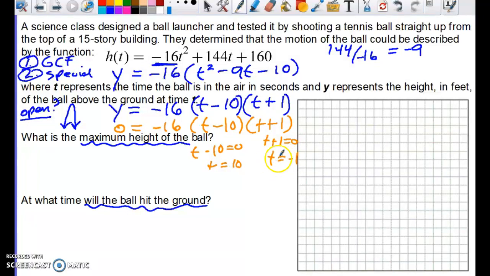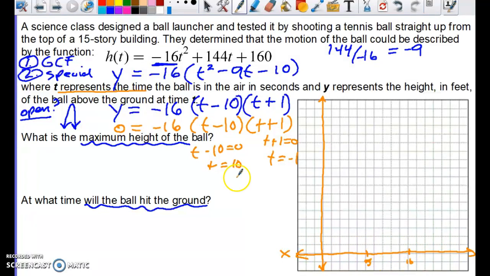Now t can't be negative 1. Why not? T represents time, so t can't be negative 1, so t has to be 10. But if I were to graph this thing, I'm going to start way down here because I know that 0 height would be the ground. There's x. I'm going to just go ahead and make my y-axis here. And I'm going to make every box worth just 1 here. Okay, so I'm just going to go by ones. 1, 2, 3. So 1, 2, 3, 4, 5. There's 5. And then 10 would be here, and so on.